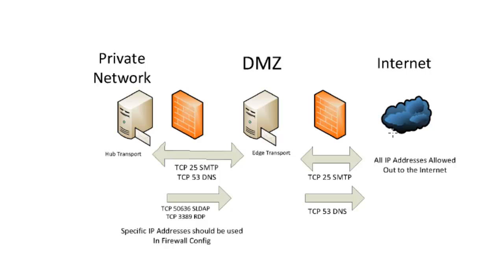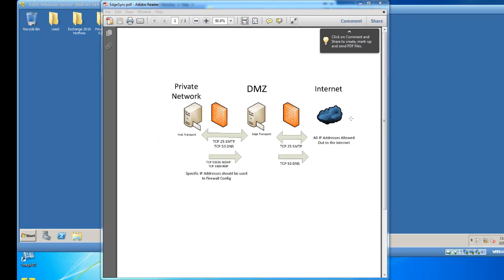From the DMZ to the internet, you once again need to have TCP port 25 open bidirectionally, so mail messages can go out as well as come in. And this is a mail server, so that makes sense. And then you need TCP port 53 open in the outbound direction, so your edge transport server can utilize internet DNS to find MX records and resolve those to IP addresses, so it's able to send mail.